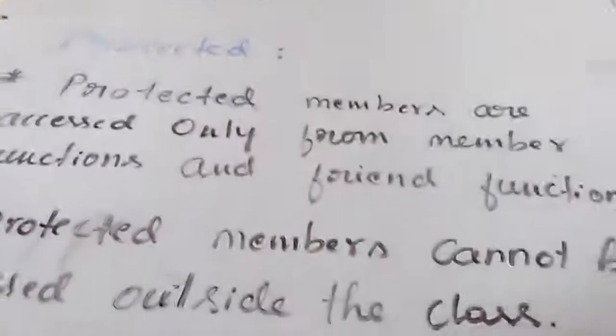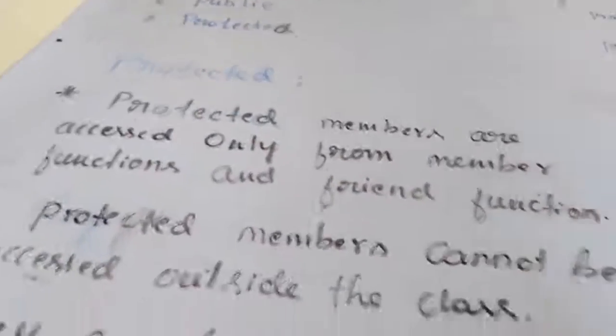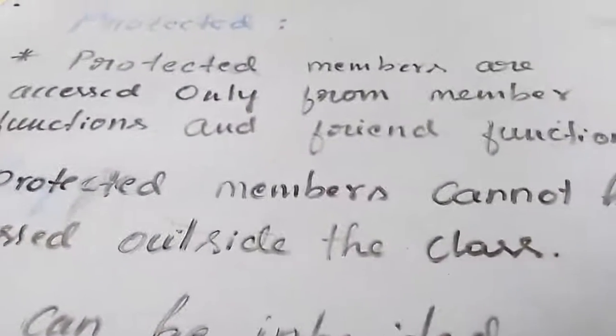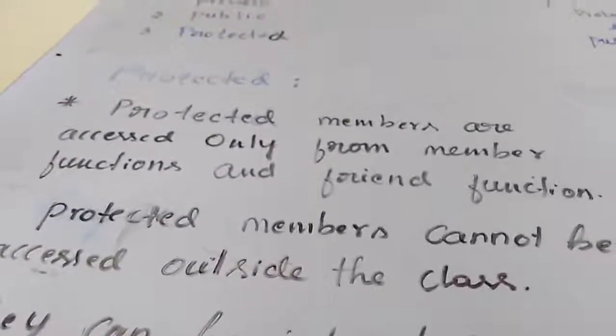So these 2 points are the same for both private and protected access specifiers. The only difference is inheritability, whether the members are inherited or not. Private members cannot be inherited, and protected members can be inherited. Let us see the example.